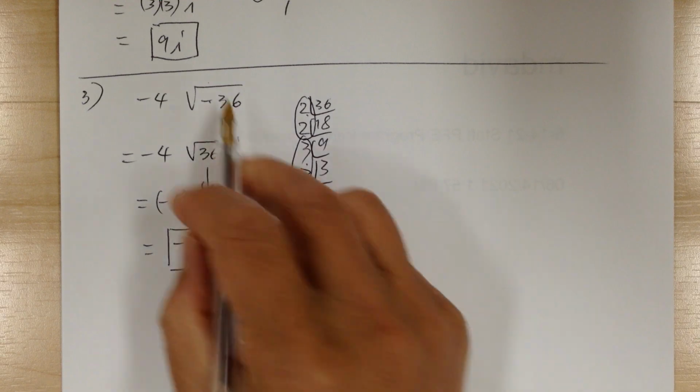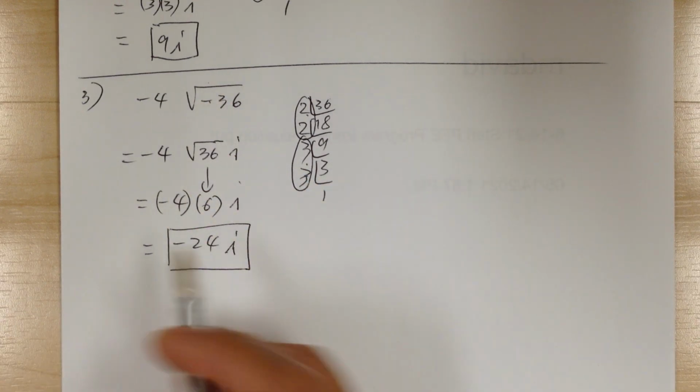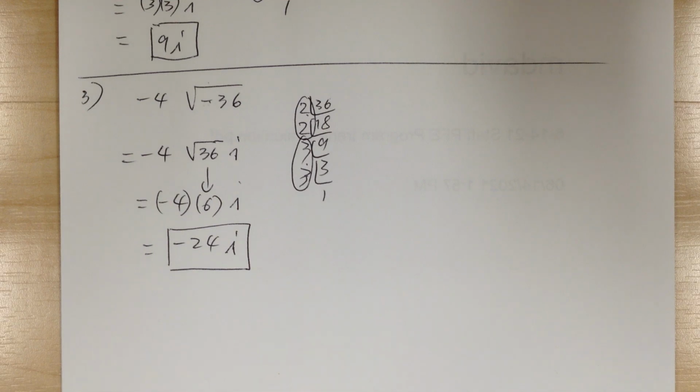Okay. So again, as soon as you see negative inside the square root, make it into i, and then after that, you just do whatever you need to do.